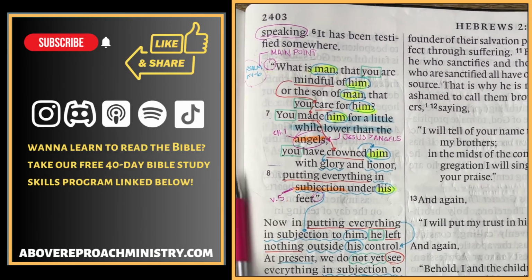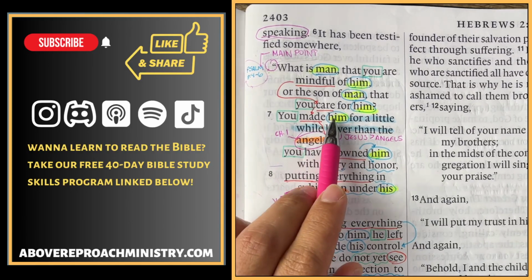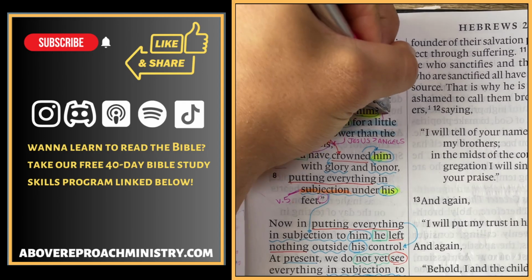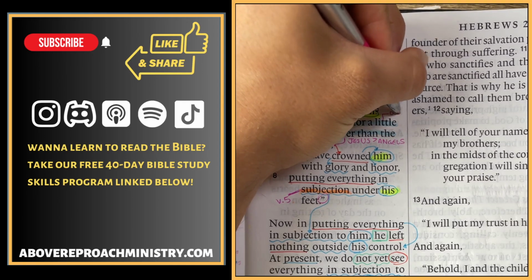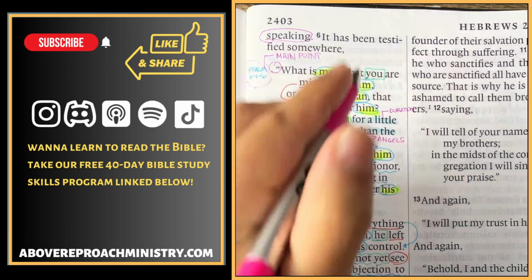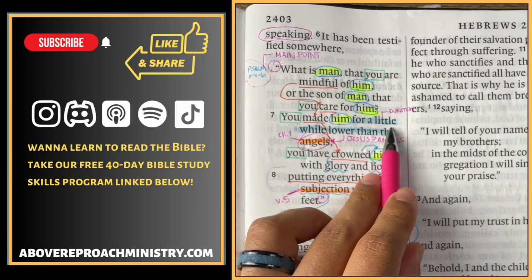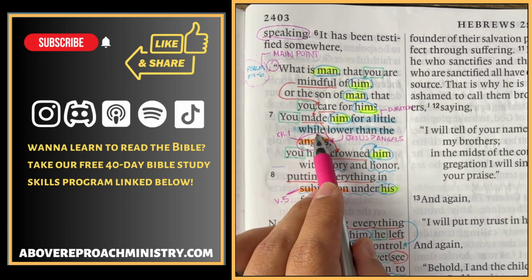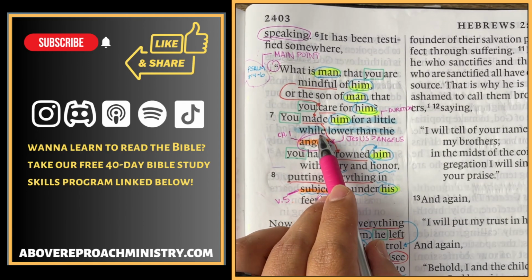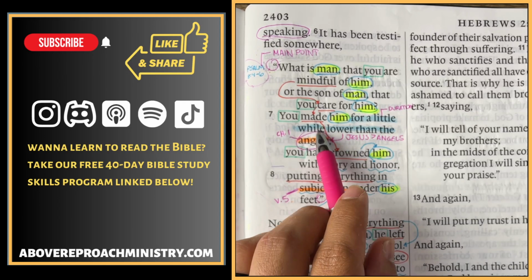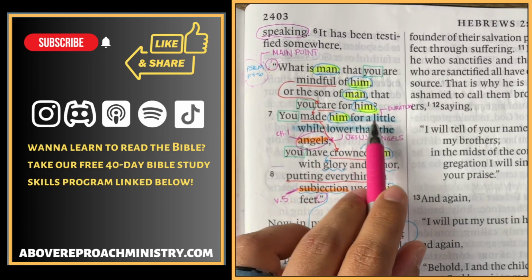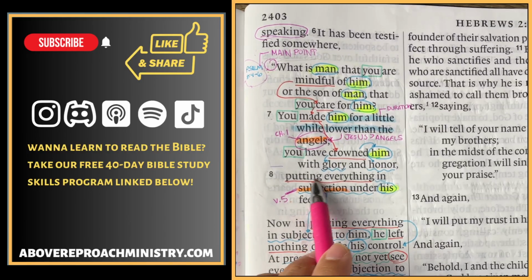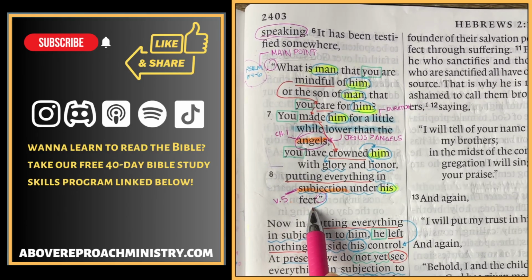Wow. So, God made humanity for a little while. This tells me for how long. This is a duration of time. When you read the Bible, pay careful attention to any references to a duration of time or a length of time, right? That'll give you a time marker on an action or event. So humanity is made lower than the angels for a little while, right? You've crowned him with glory and honor, putting everything in subjection under his feet.